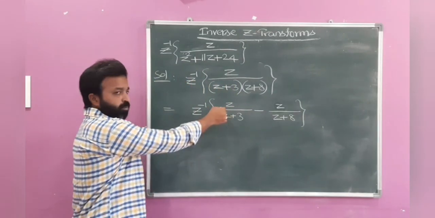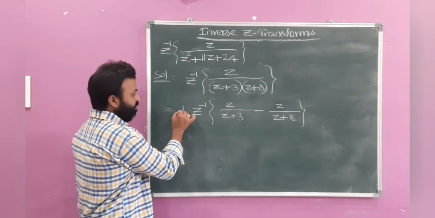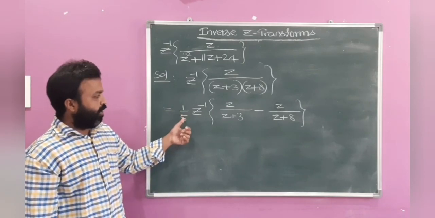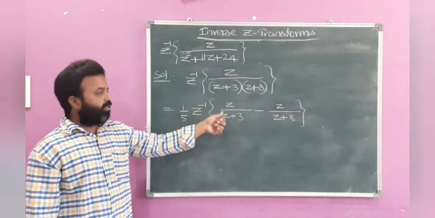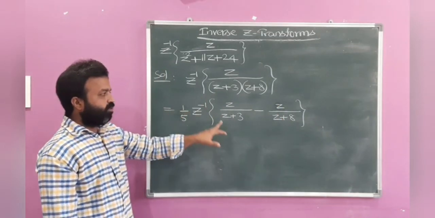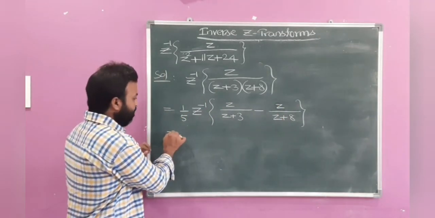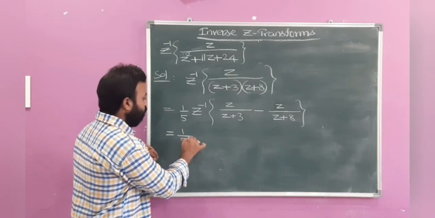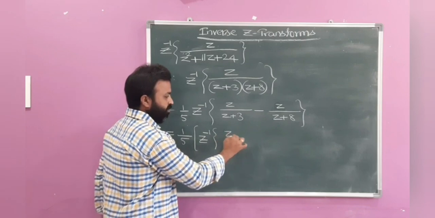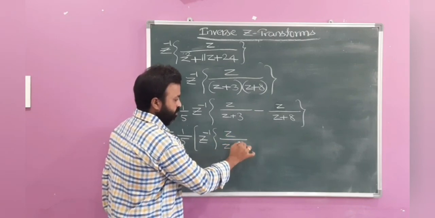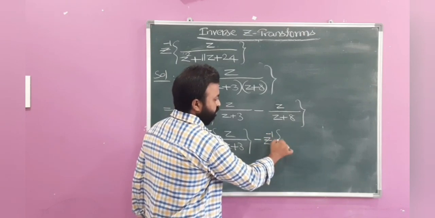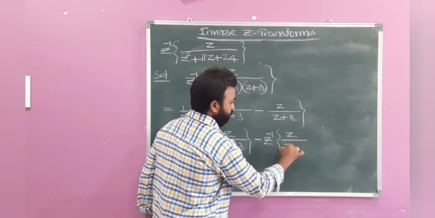Then in the numerator it remains 5, so we divide by 5 here, and we get 1 by 5 into Z inverse of z by z plus 3 minus z by z plus 8. By using partial fractions, we write this one. So now this is equal to 1 by 5 into Z inverse of z by z plus 3 minus Z inverse of z by z plus 8.